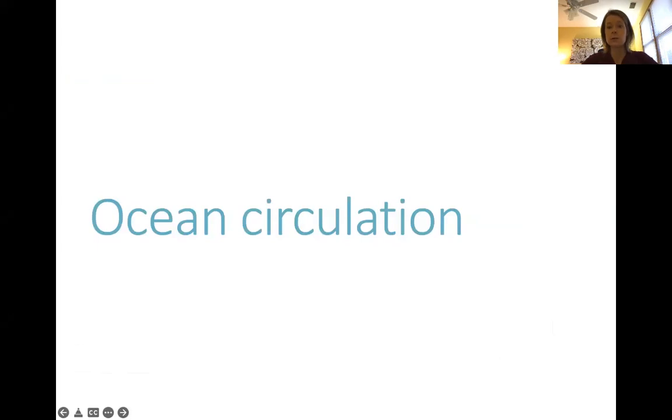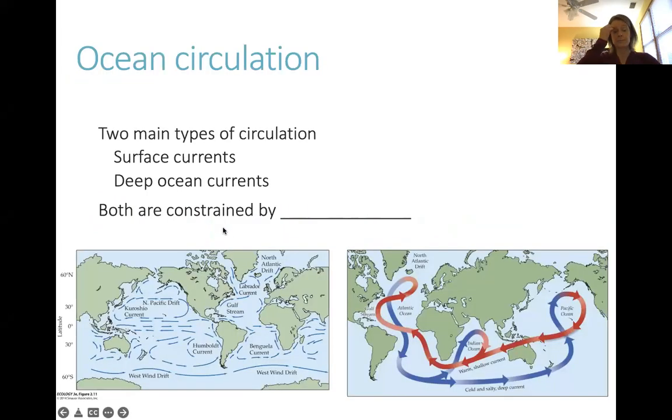Okay, so ocean circulation, just like surface winds and precipitation, can have an effect on climate, which we don't often think of. So we're going to talk about how that happens. There are two main types of circulation in the oceans: surface currents and then deep ocean currents. I'll talk about each of these. I'll spend a little bit more time on the deep ocean currents. They're a little bit more complicated.